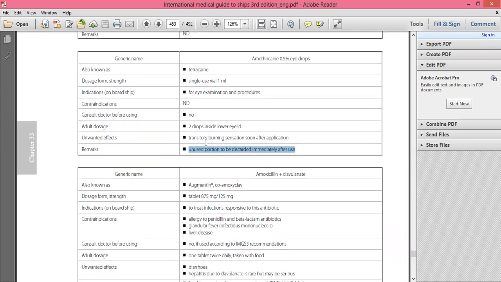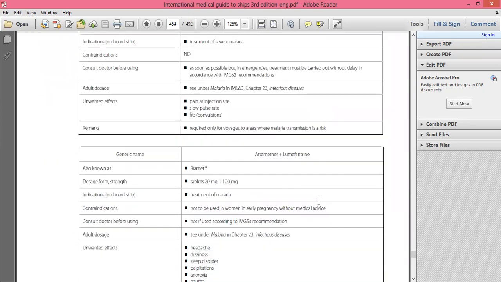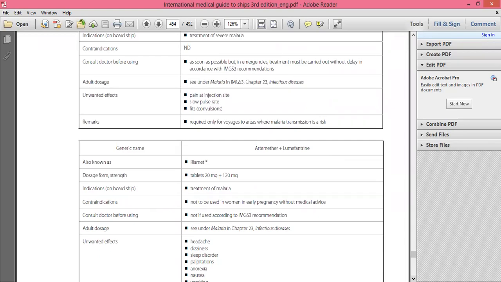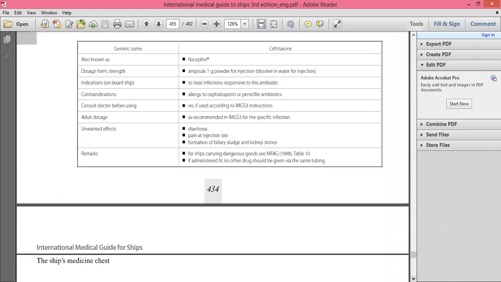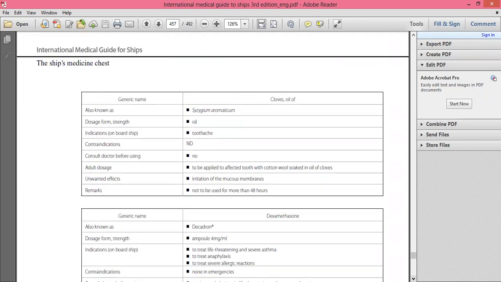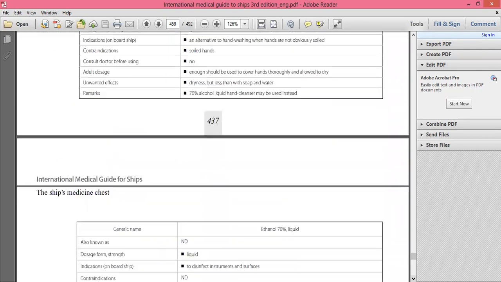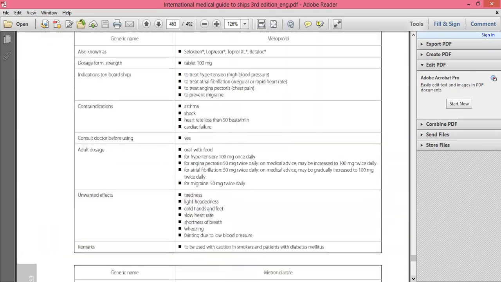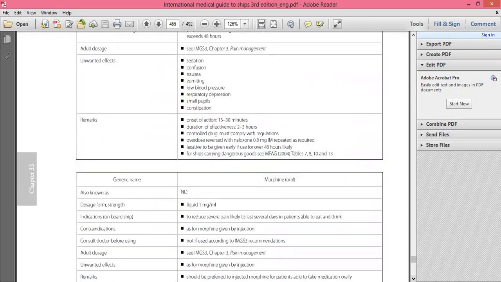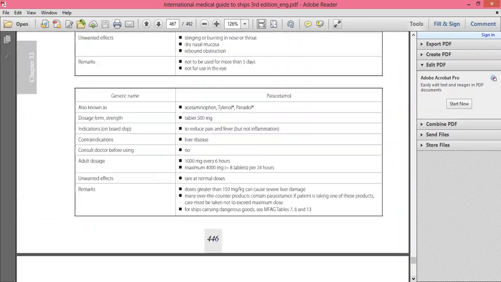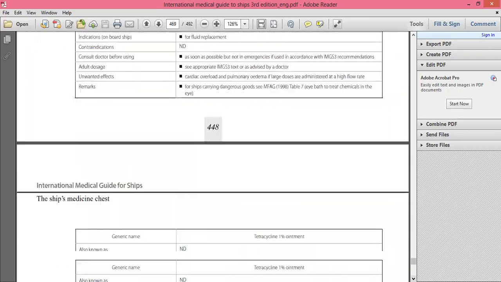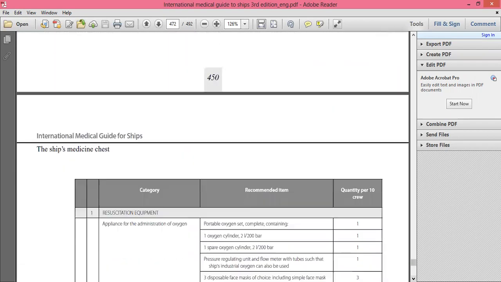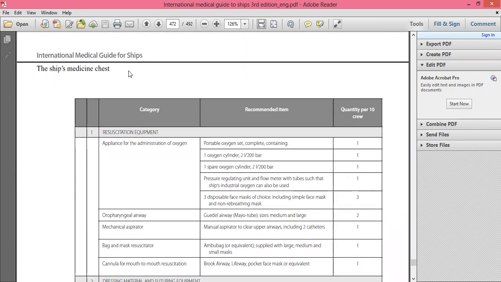Okay, similarly, all the medicines are mentioned in this book. So you can directly refer to this book for what medicine is to be used for what purpose. Then it also gives a list of all the equipment which is required to be carried on board the ship. So what you're seeing on the screen is basically the various medicines which are required to be carried by the ship and also their usage. Next, what we're going to see is the various equipment. So this gives the various equipment which are required to be carried by the ships.